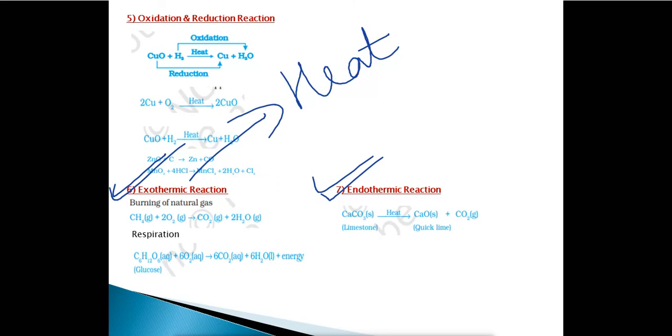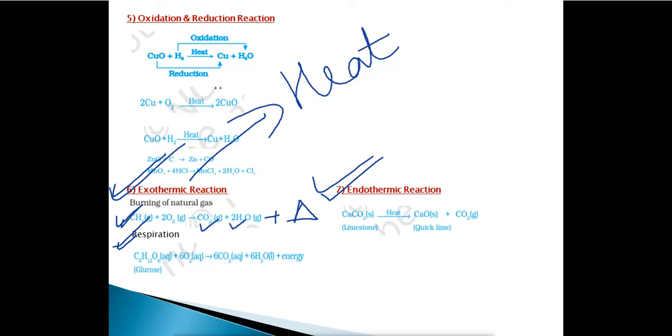For example, you are burning wood. When you burn wood, carbon dioxide gas will be released. Along with that, a large amount of heat is also released. So that is an example of an exothermic reaction. CH4 is the main component of natural gas, methane. When you burn it in the presence of oxygen, you will get carbon dioxide and water. Along with that, you will get a large amount of heat also. So it is an example of an exothermic reaction. Next, respiration, which occurs inside our body. It is also an example of an exothermic reaction.